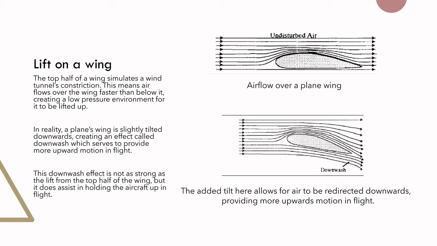In reality, the airflow will not approach the wing like this. The wings are usually tilted down a little bit so that the airflow is redirected, providing a tiny bit more lift in flight. This effect is known as downwash, and while it's not as strong as the lift from the low pressure area at the top half of the wing, it does assist in holding the aircraft up in flight.